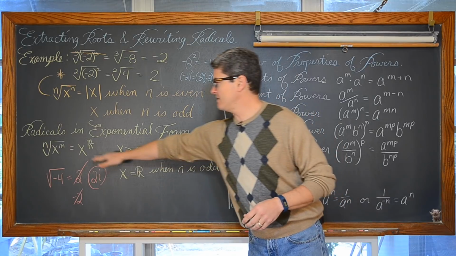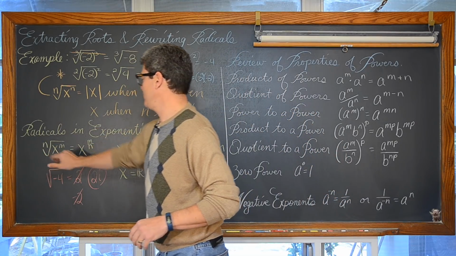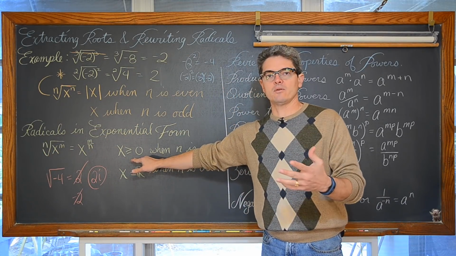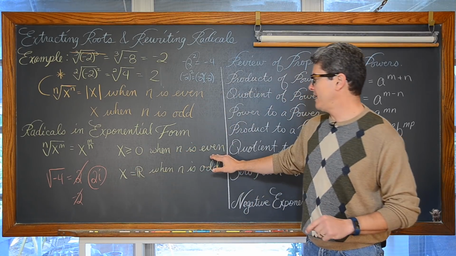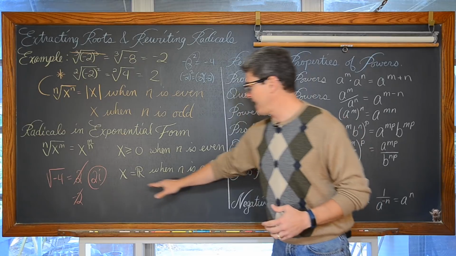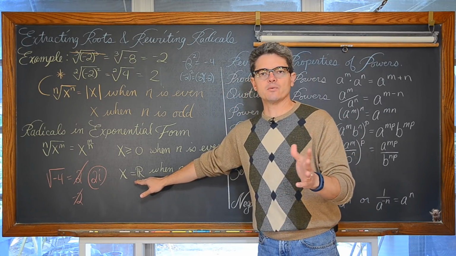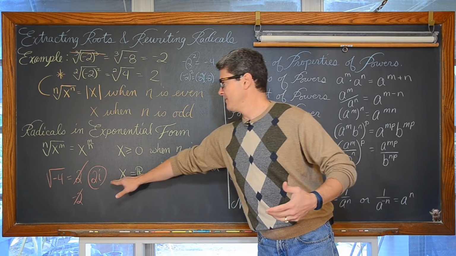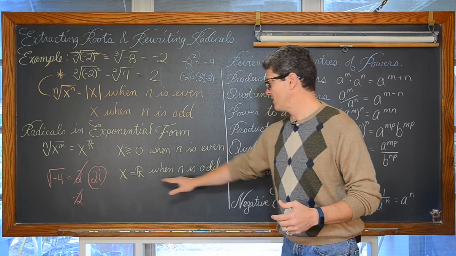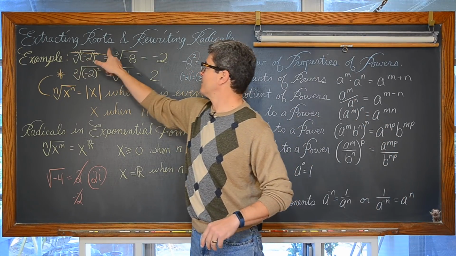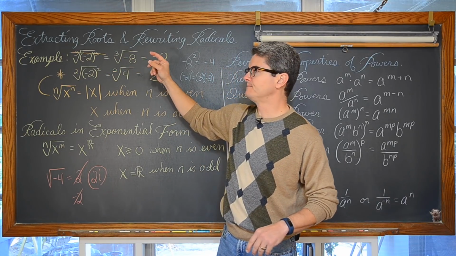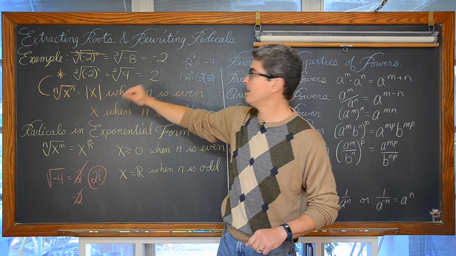So that's why we say that what you're taking the root of needs to be greater than or equal to 0. I can't just say positive because that leaves out 0. That's when n is even, when you're taking an even root. And this double-struck R, if you're not sure what that notation is, means all real numbers. The base can be any real number when n is odd, because here we could take the third root of a negative.